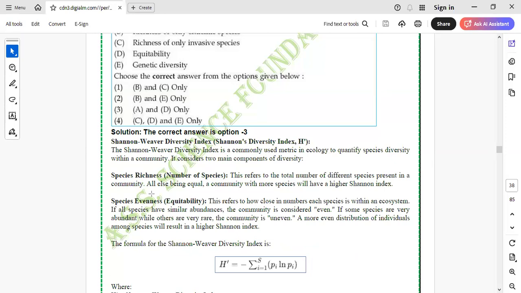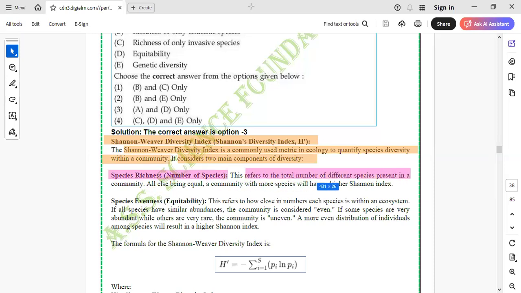So when you talk about Shannon-Weaver diversity index or Shannon diversity index H dash, it is a commonly used metric in ecology to quantify the species diversity within a community, and it considers two main components. Only two components mainly it considers while calculations, right? In GATE ecology evolution, every time the question comes over this. First, species richness, the number of species.